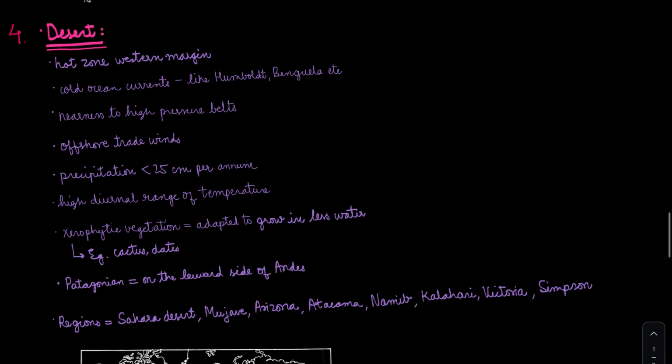Then moving to the desert type of climate. Deserts are basically arid regions which don't receive an appropriate amount of rainfall, something less than 25 centimeters per year, but these are hot zones. These are mostly located in hot zone western margins. These are because of the cold ocean currents like the Humboldt and Benguela.